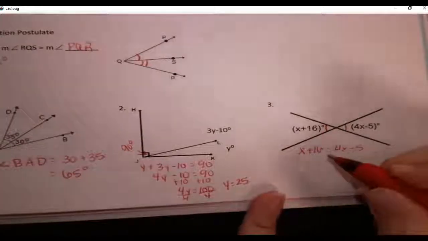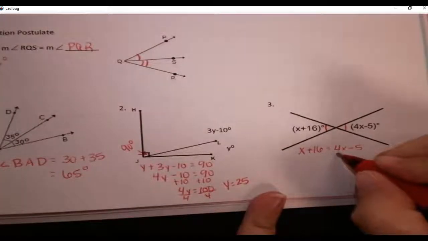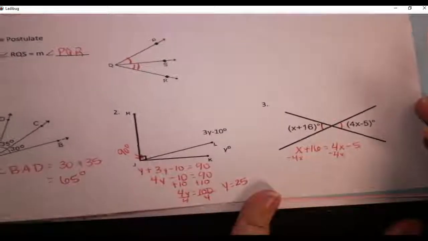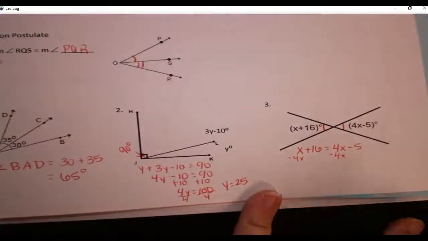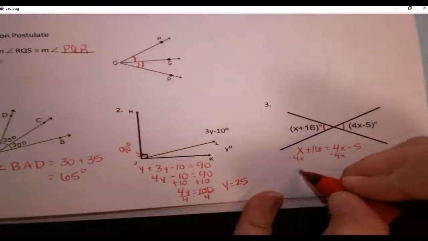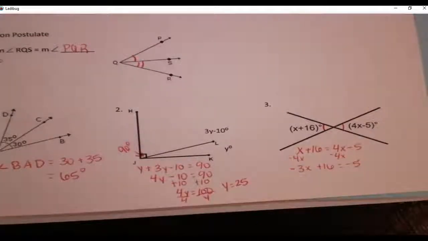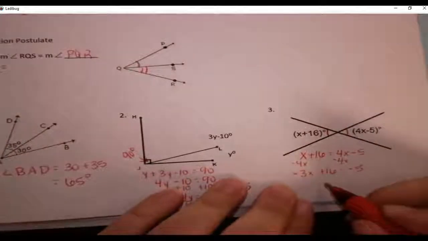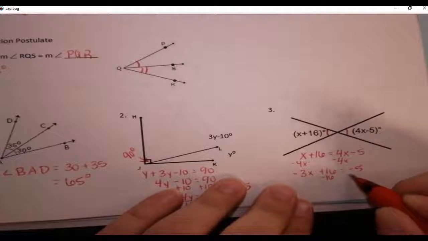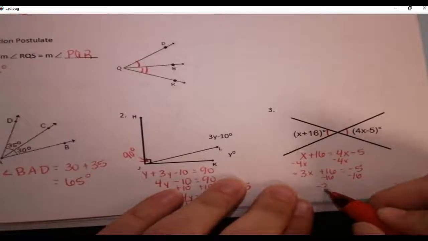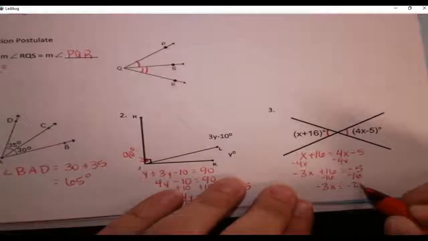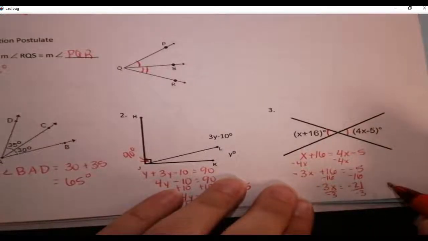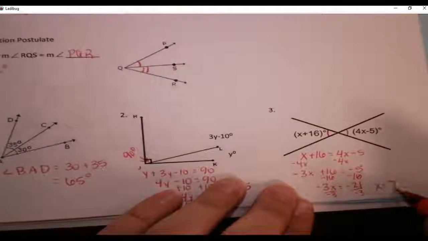I always like to get my x's over there on the left, so I'm going to subtract that 4x. So x minus 4x gives me negative 3x. So then what should I do to solve it? Minus 16. So negative 3x equals negative 21. And divide. So we get, good.